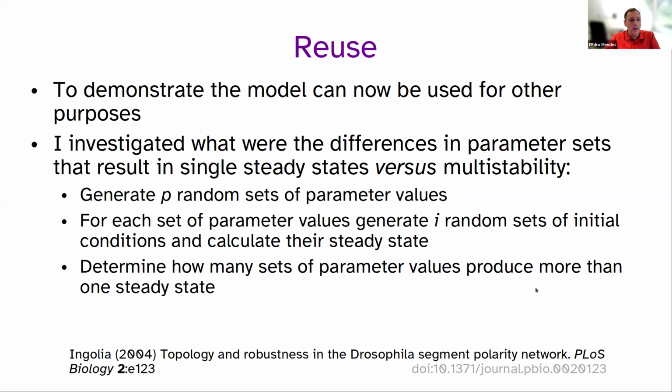But I decided to ask, well, rather than do an analytical study, let's just do a numerical study and try to find out if I see differences between what sets of parameters generate versions that have multiple steady states versus those that don't. So what I did is I generate a random set of parameter values, P of those. And then for each set, I generate another number of initial conditions, in this case, a number I of initial conditions, and then find out for all of these samples, which ones produce more than one steady state. So the number of simulations is P times I.